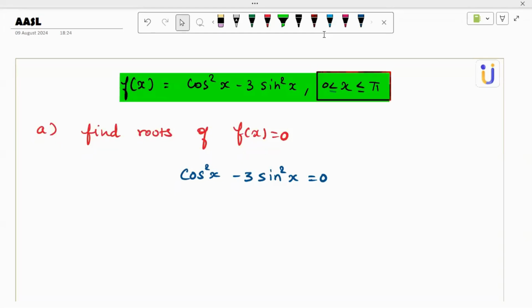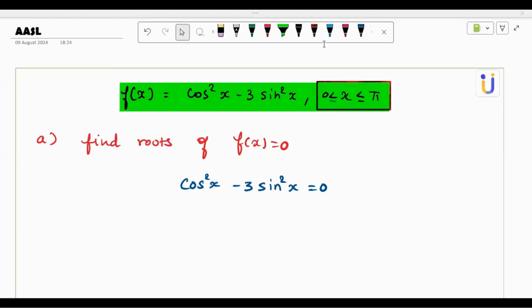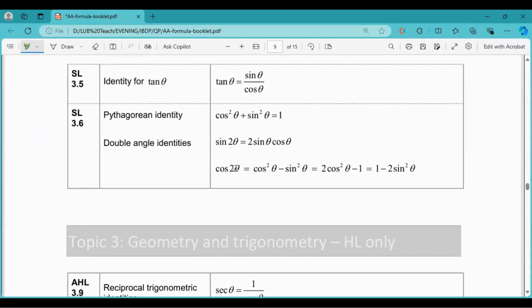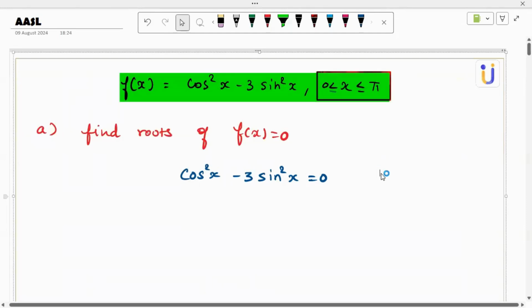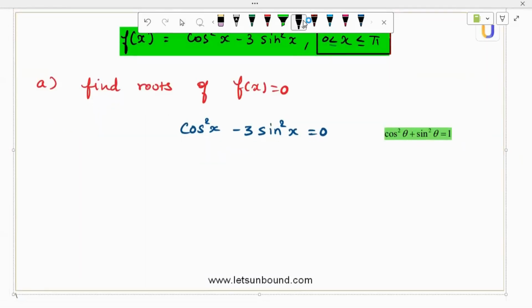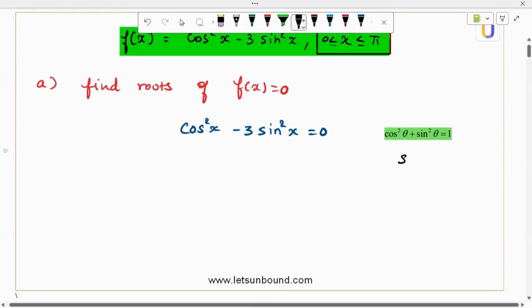And here is the formula. Let me share the formula booklet here. The basic identity: cos square theta plus sine square theta is equal to 1. I want to replace the sine square with cos, so this can be applied. This is the formula I'm going to use. I need to replace sine square x, so sine square x can be written as 1 minus cos square x. Let's apply that. Cos square x as it is minus 3 times the bracket 1 minus cos square x equals 0.